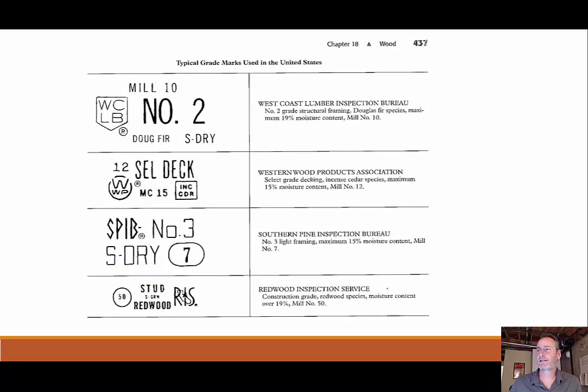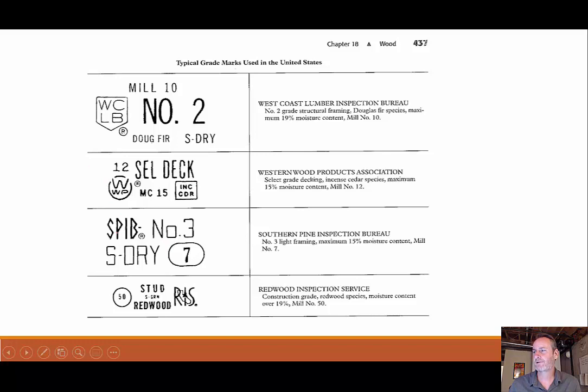So here are some more examples of the stamps. We have this WCLB, that's West Coast Lumber Inspection. They're the ones who did the inspection on this. They graded this as a number 2. We talked about number 2 and the quality of a number 2. It's a Douglas fir. It was dried, not kiln dried, but air dried, and it came from mill number 10, right? And I'm not going to go through each one of these. You could go through these if you want.